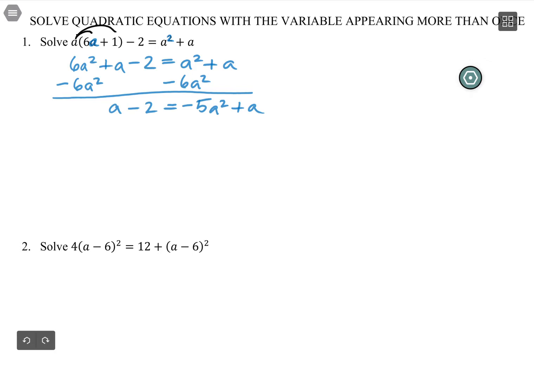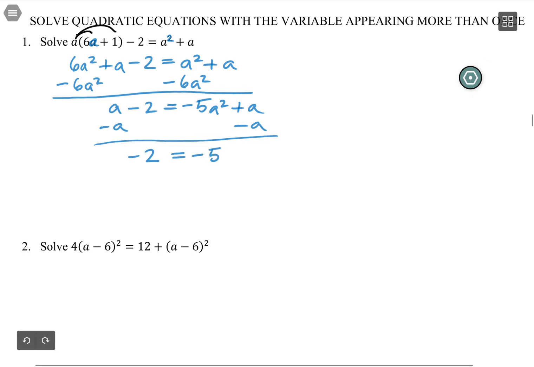And then I need to move the a as well, so all of your a's need to go on the same side. So if you want to do that all in one step, fine. This is where I get saved a little bit. I have negative 2 on the left-hand side, and I have negative 5a squared on the right-hand side, but my a's went away, which is a relief because if I couldn't get down to a single a, I'm stuck with the methods that we have right now.